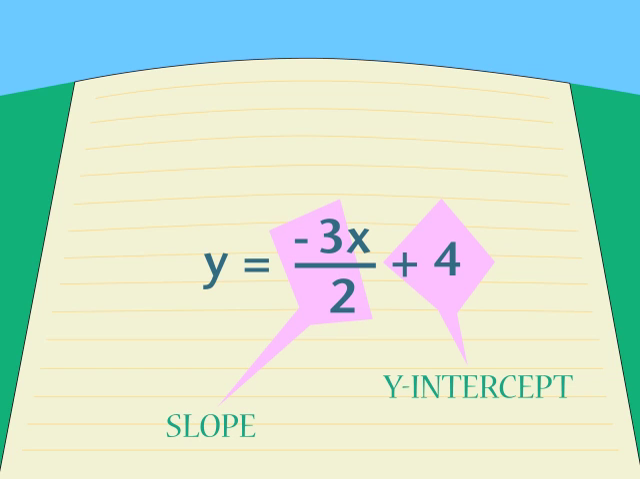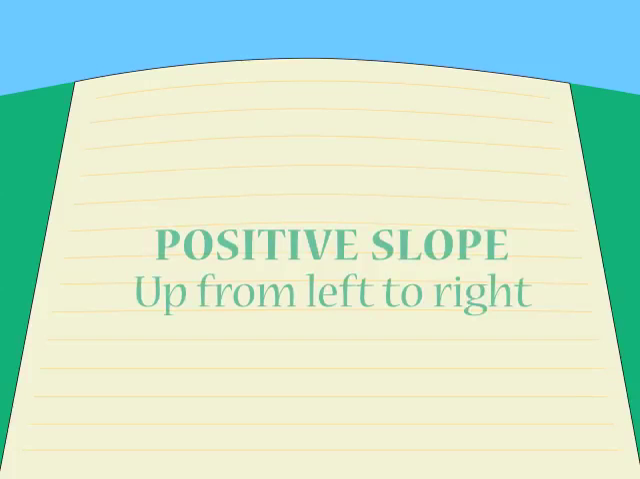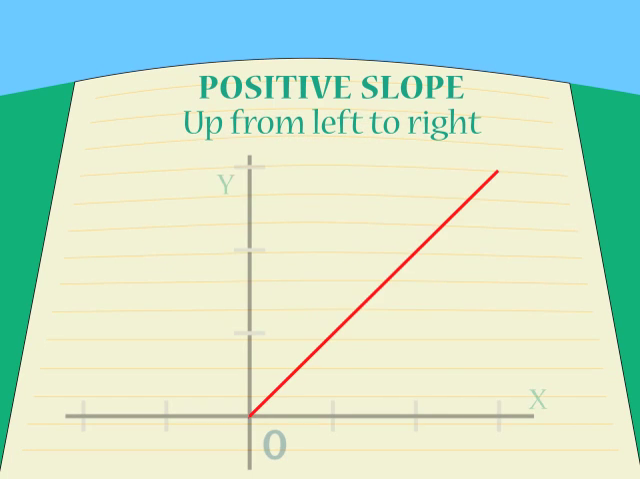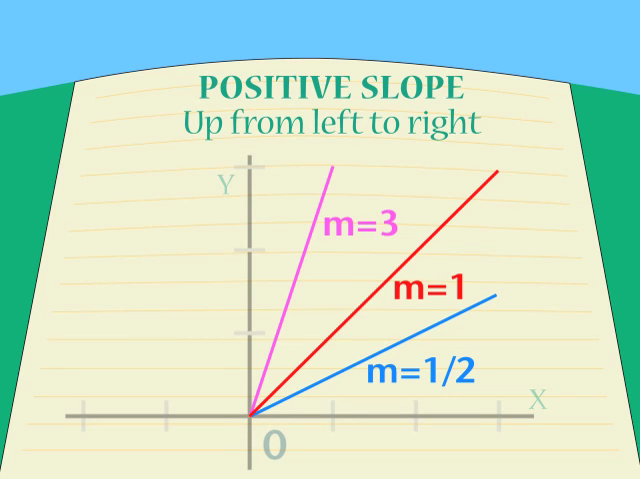What does that mean? A negative slope? Let's look at the possibilities. A positive slope goes up from left to right. Every increase in the value of x results in an increase in y. And the higher the number, the steeper the slope. A slope of 1/2 is shallow. A slope of 3 or 4 is steep.